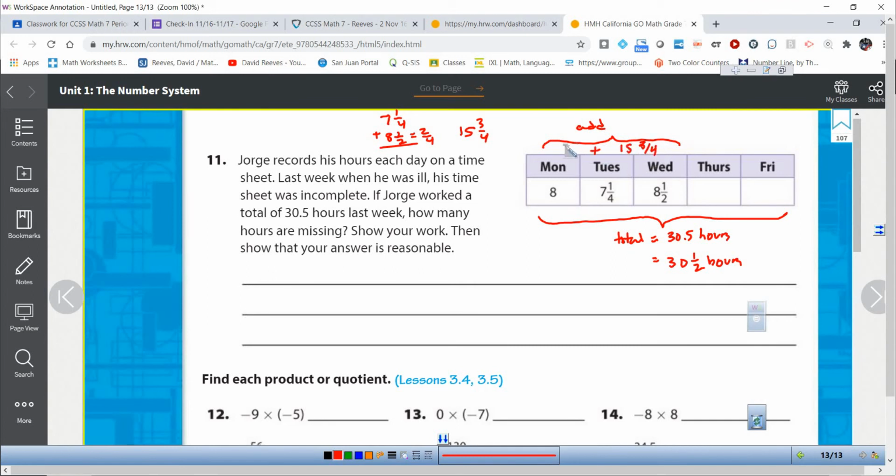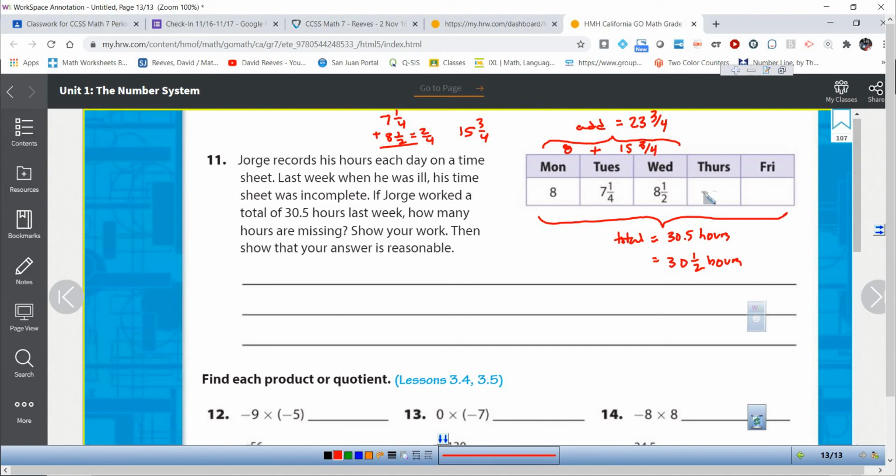And we're going to add that to 8. And when we do that, well, 8 doesn't have any fractional parts, so we just add the whole numbers together. 8 plus 15 is 23. So we get 23 3/4 on Monday, Tuesday, and Wednesday.